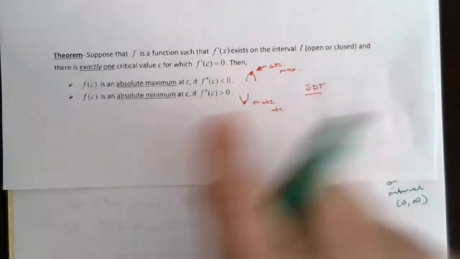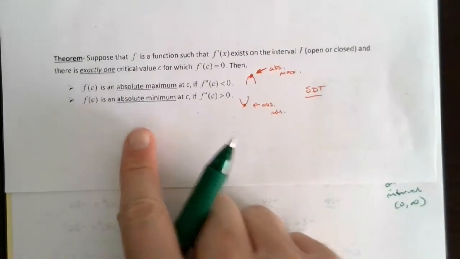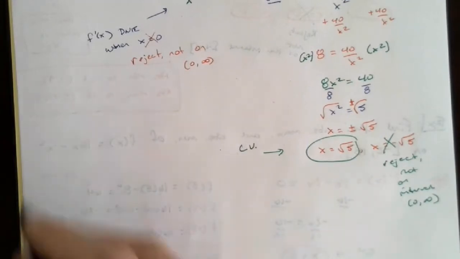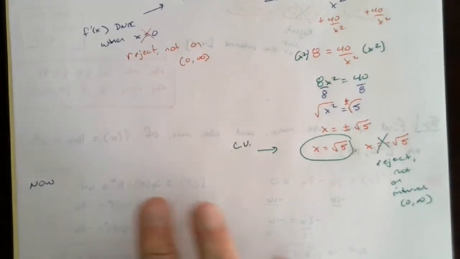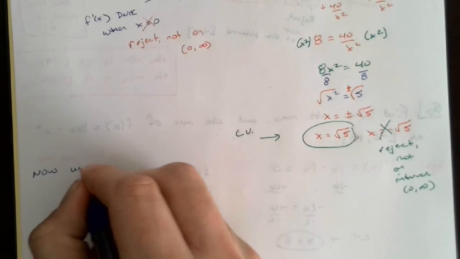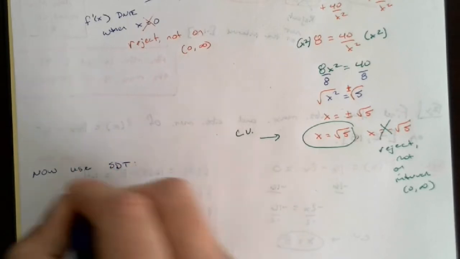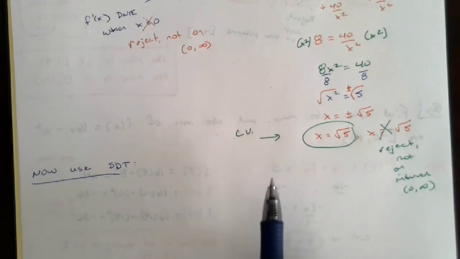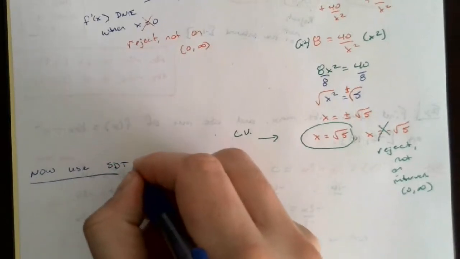Now, according to the theorem we just talked about, that will make it either the absolute maximum or absolute minimum, depending on what happens with our second derivative test. So we have one critical value, and now we'll use the second derivative test to determine if that's the absolute max or absolute min. This is important: there's only one critical value, and that's why we can tell if it's the absolute max or absolute min right away. If it wasn't just one critical value, then we would have to work in a different way to find the absolute max or absolute min.